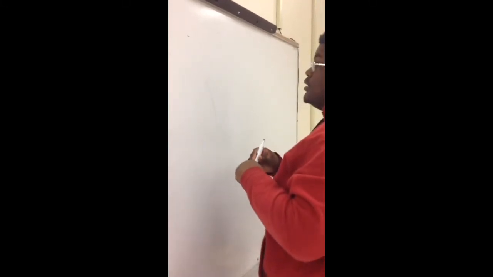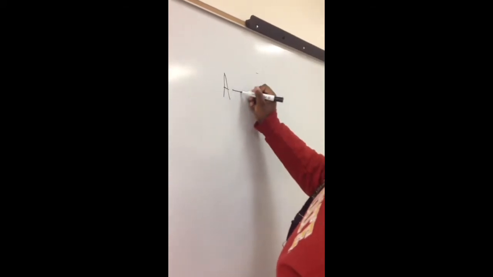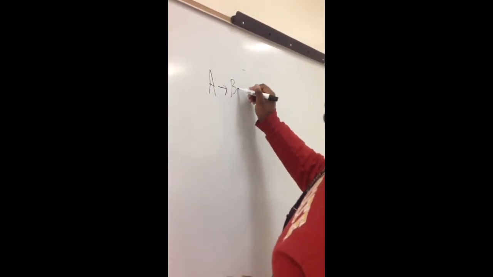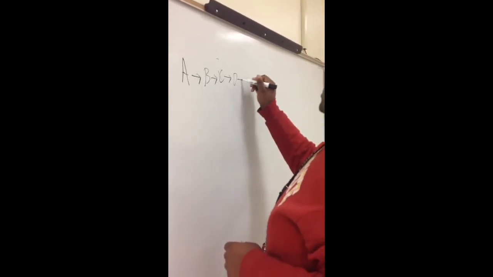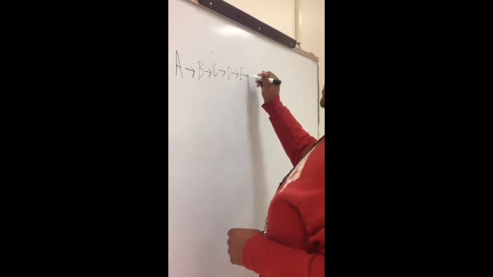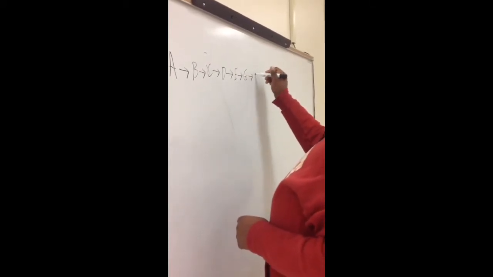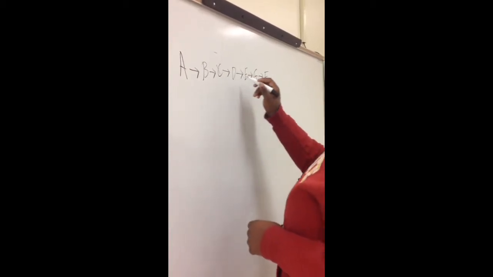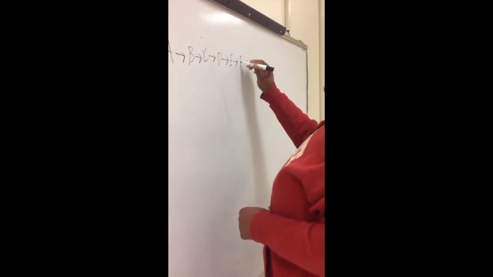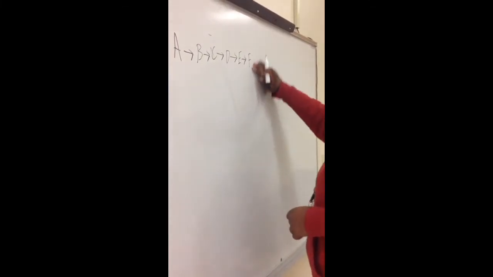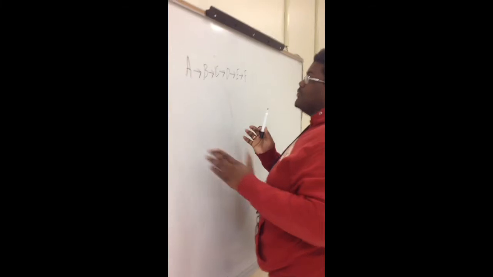All right. Here we have A, arrow, B, arrow, C, arrow, D, arrow, E, arrow, F. A is the reactant, B is the product, C is the reactant, D is the product, basically.